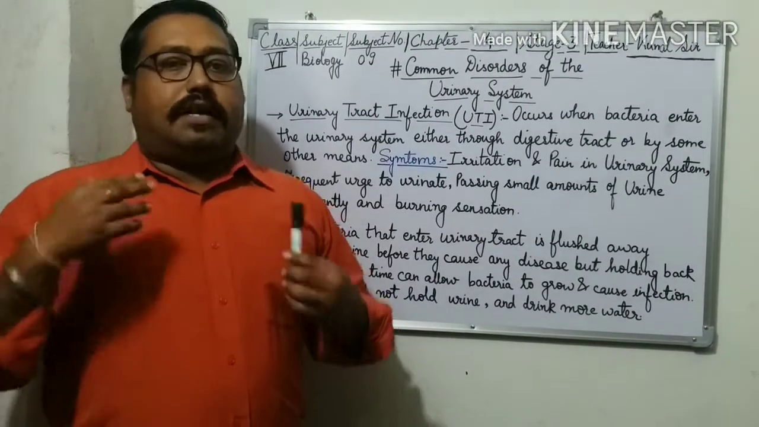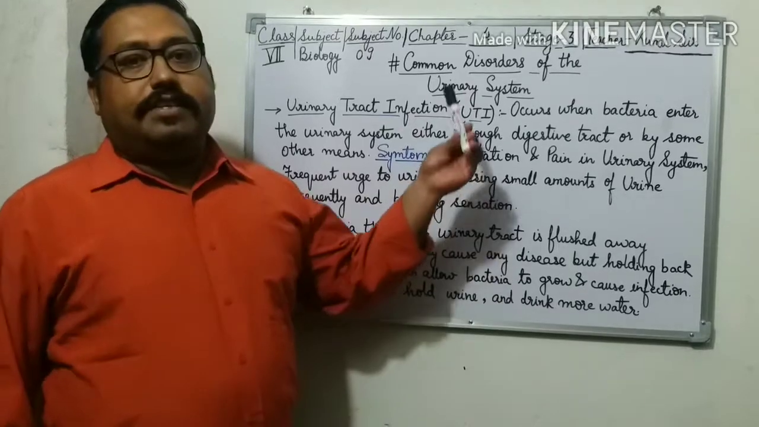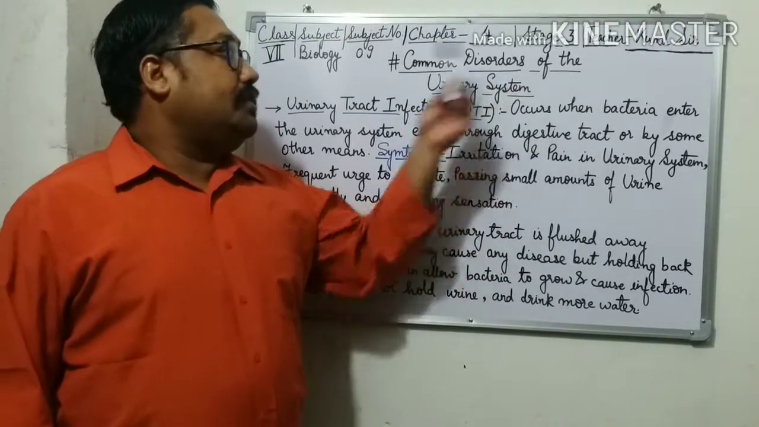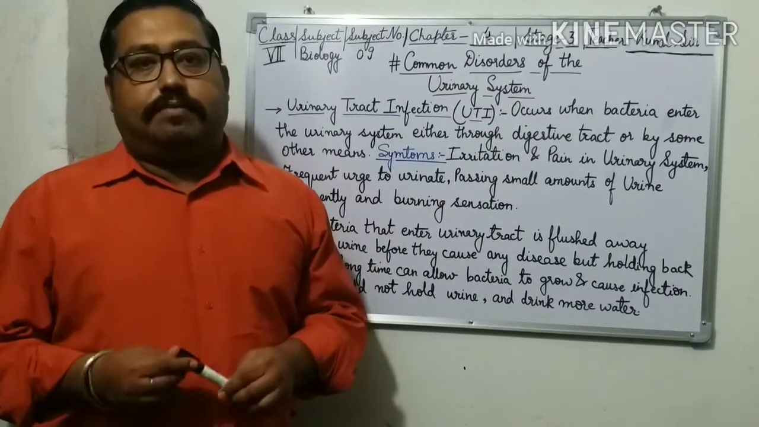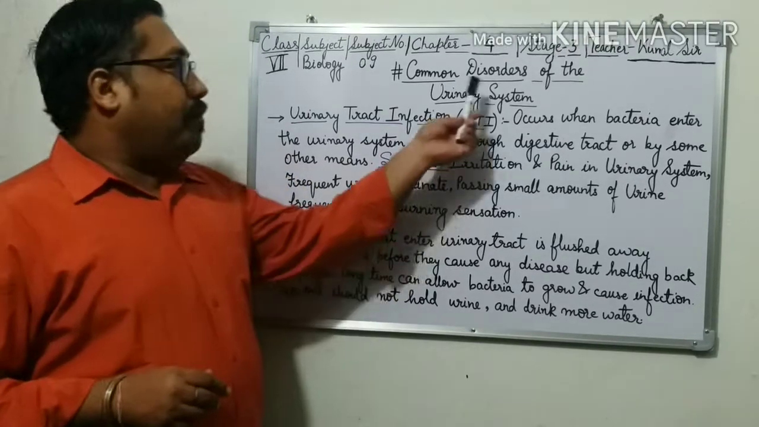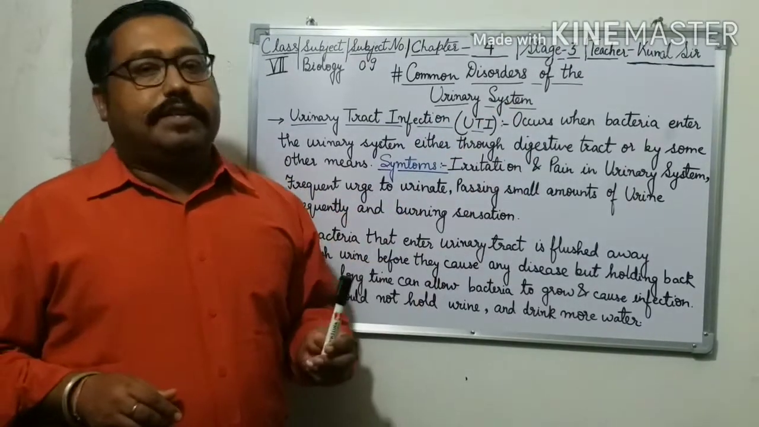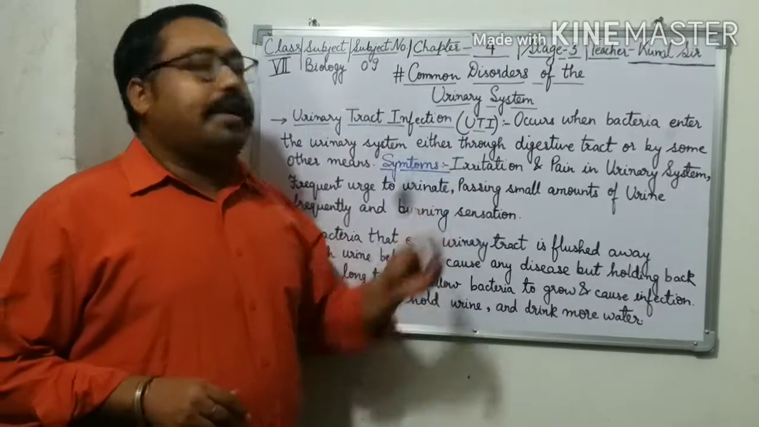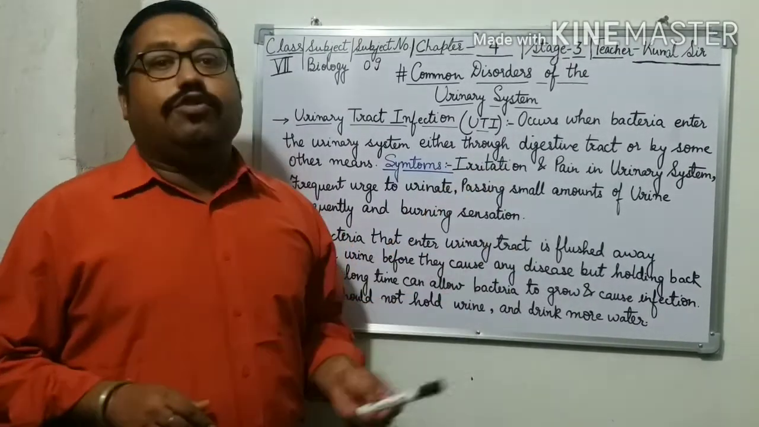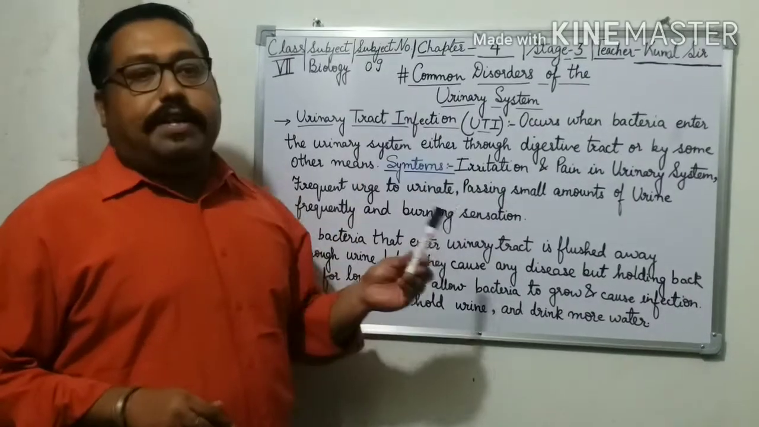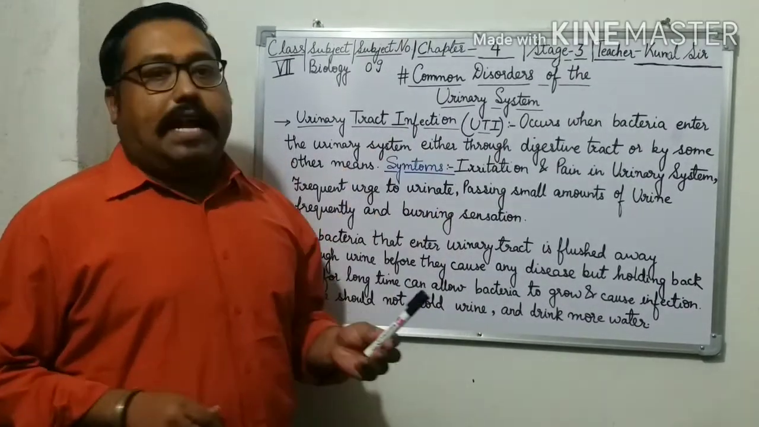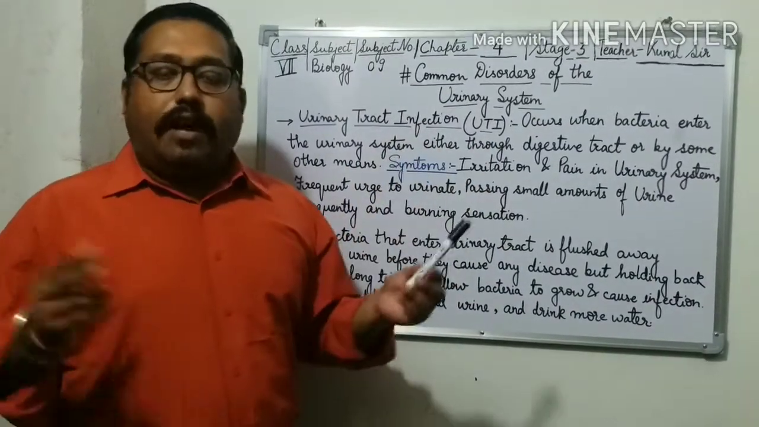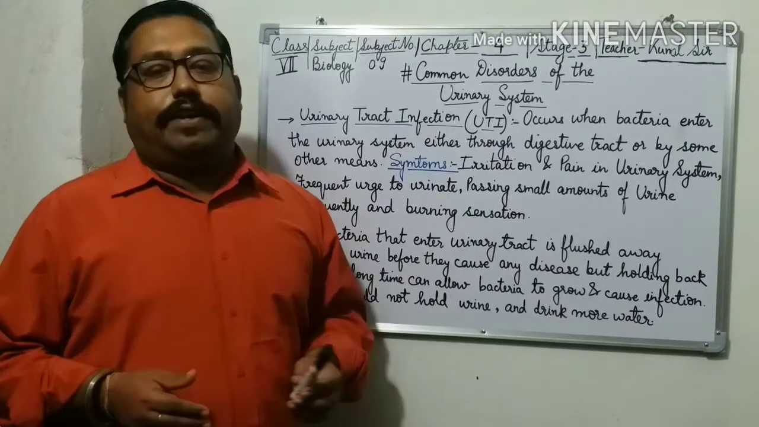So now let us start today's fresh topic, which is common disorders of urinary system. The problems or disorders of urinary systems. First is urinary tract infection, or in short form you can say as UTI. U stands for urinary, T stands for tract, and I stands for infection, urinary tract infections.